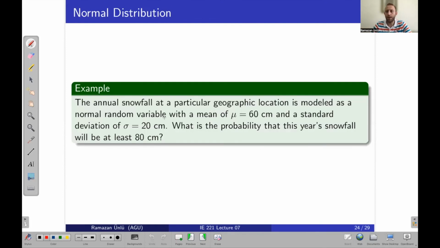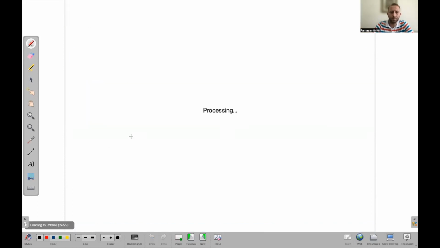So let me give you an example. The annual snowfall at a particular geographic location is modeled as a normal random variable with mean mu equal to 60 centimeters and standard deviation sigma equal to 20 centimeters. What is the probability that this year's snowfall will be at least 80 centimeters?